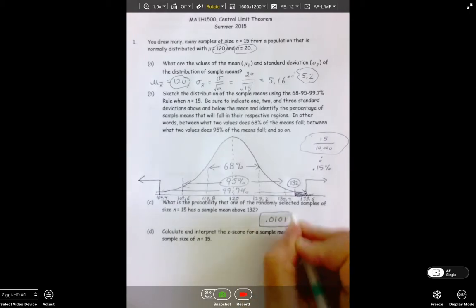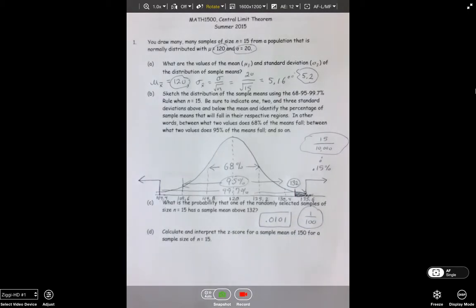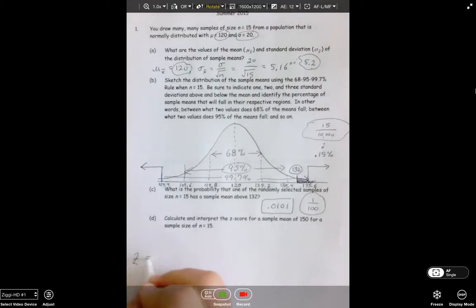Now 0.0101 just tells you that's about 1 out of every 100 samples. So it's not going to be very likely to get a sample mean of 132 or higher. Now the next thing says calculate and interpret the z-score for a sample mean of 150, sample size 15. Now 150 is way out here. So we're expecting the z-score to be very, very high because the z-score for 125.2 would be 1, the z-score for 130.4 would be 2, and the z-score for 135.6 would be 3. Well, we got a long way to go before we get out to a sample mean of 150. So let's go ahead and calculate it.